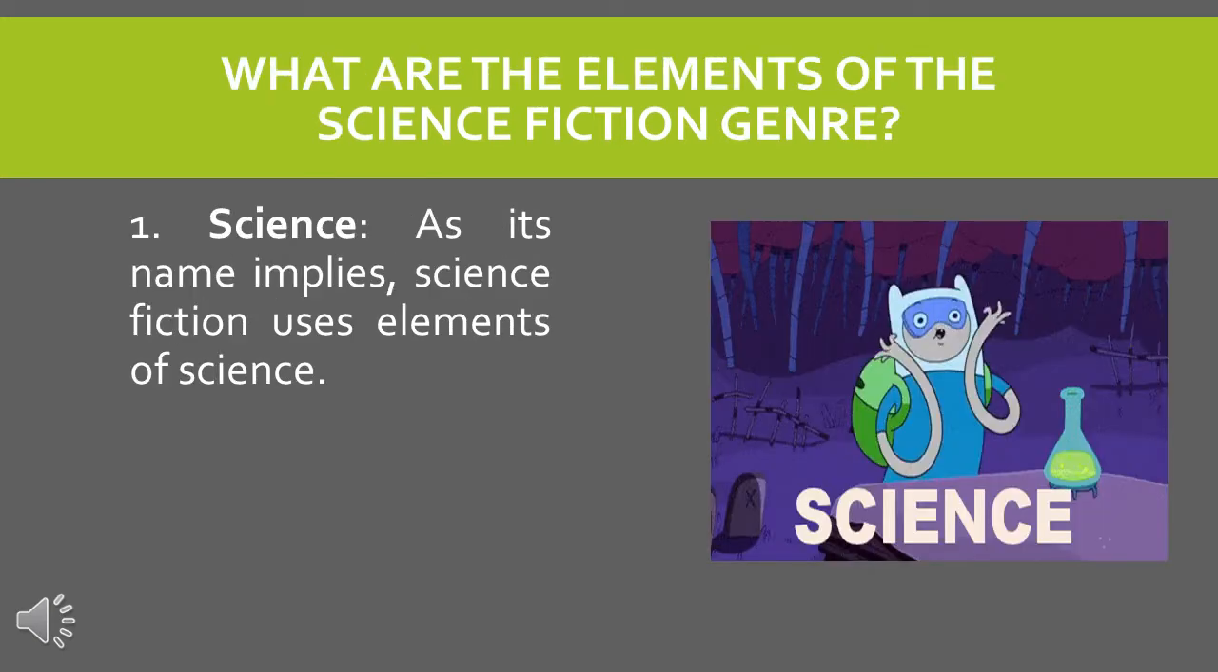What are the elements of the science fiction genre? First, it has something to do with science. As its name implies, science fiction uses elements of science. Science fiction is a broad genre that encompasses many different styles and subgenres. The way that science is incorporated can vary greatly from one science fiction story to another. Elements of science often inform the visual aesthetic of science fiction. The use of science takes many different shapes in the more realistic subgenre of hard science fiction, but it is almost always present in some way, shape, or form.